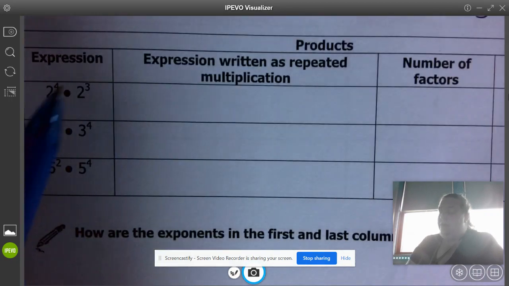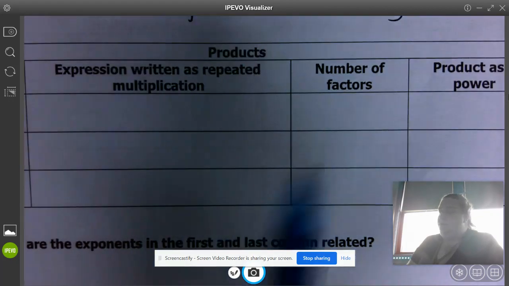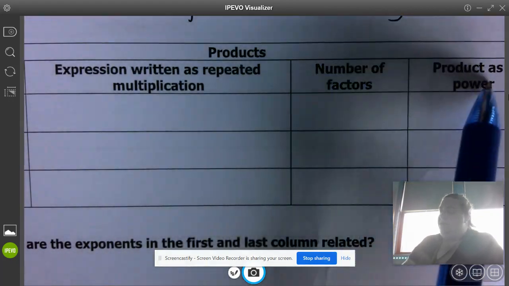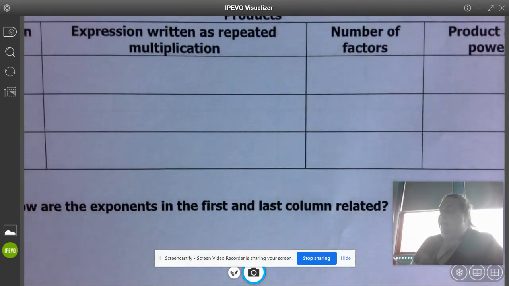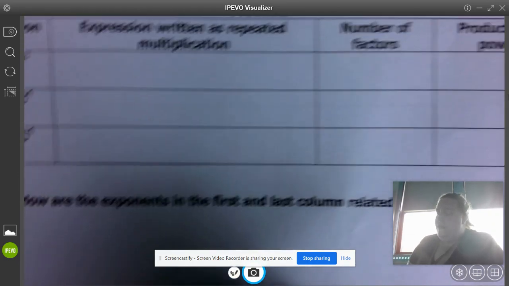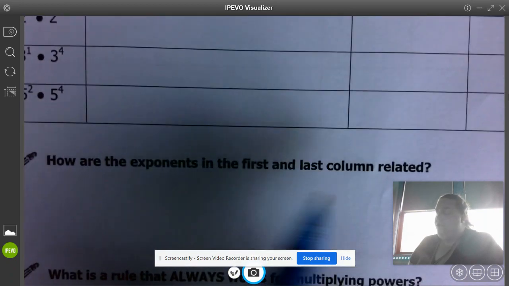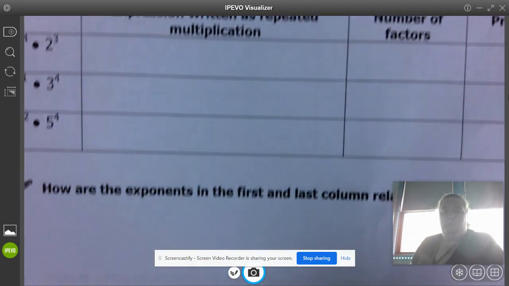So in the first column of this table, they give us some expressions. They want us to expand it out, figure out how many factors there are, and then rewrite the product as a power with your base and your exponent. And then I want you to think about this question. How are the exponents in the first column and last column related?